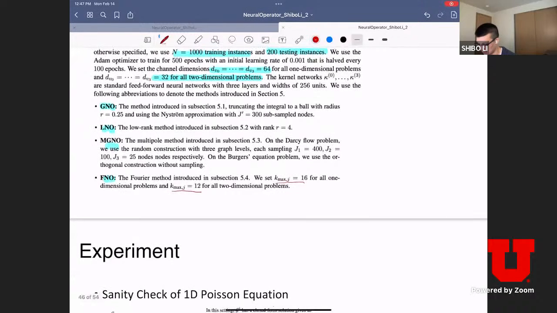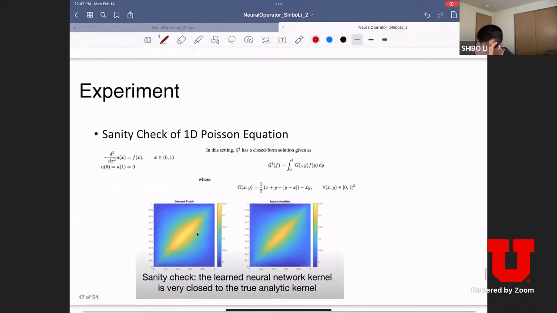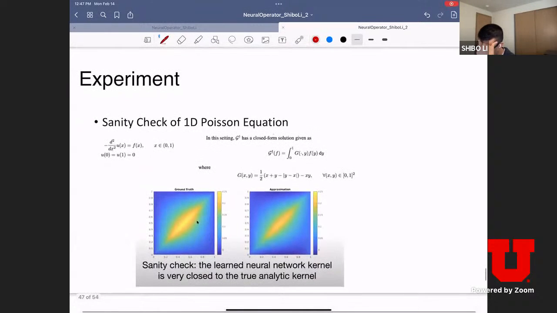Yeah, so if you remember, another view of those kernels is the Green function. Unfortunately, for most PDE systems we cannot find a Green function to solve the PDE. But fortunately, for the 1D Poisson equation, the Green function has a closed form. They compare the ground truth Green function and the kernel learned by the neural operator. You can see that it's very similar.